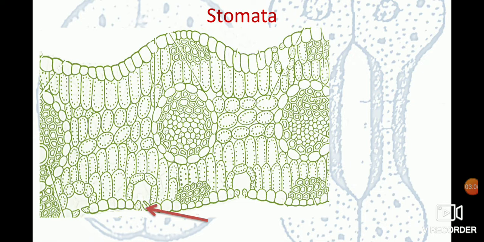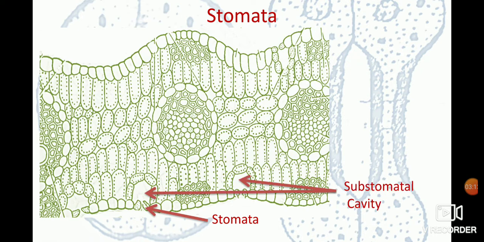As you can see in the picture, below the stomata, there is a cavity. This cavity is called the substomatal cavity. This substomatal cavity communicates with the intercellular spaces of the mesophyll.